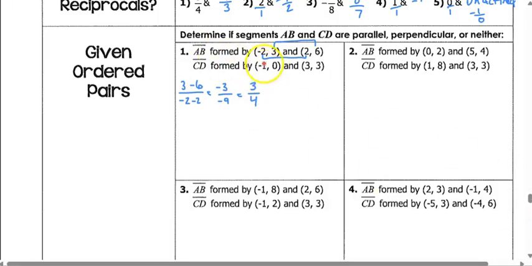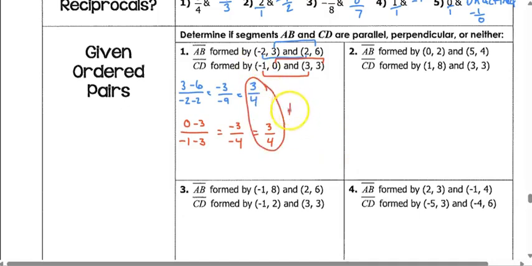And then for CD, I'm going to do the same thing. All right, so I'm going to find my slope. So I have 0 minus 3 over -1 minus 3. So that gives me -3 over -4, which is positive 3/4. These two slopes are exactly the same, so that means these two line segments are parallel.